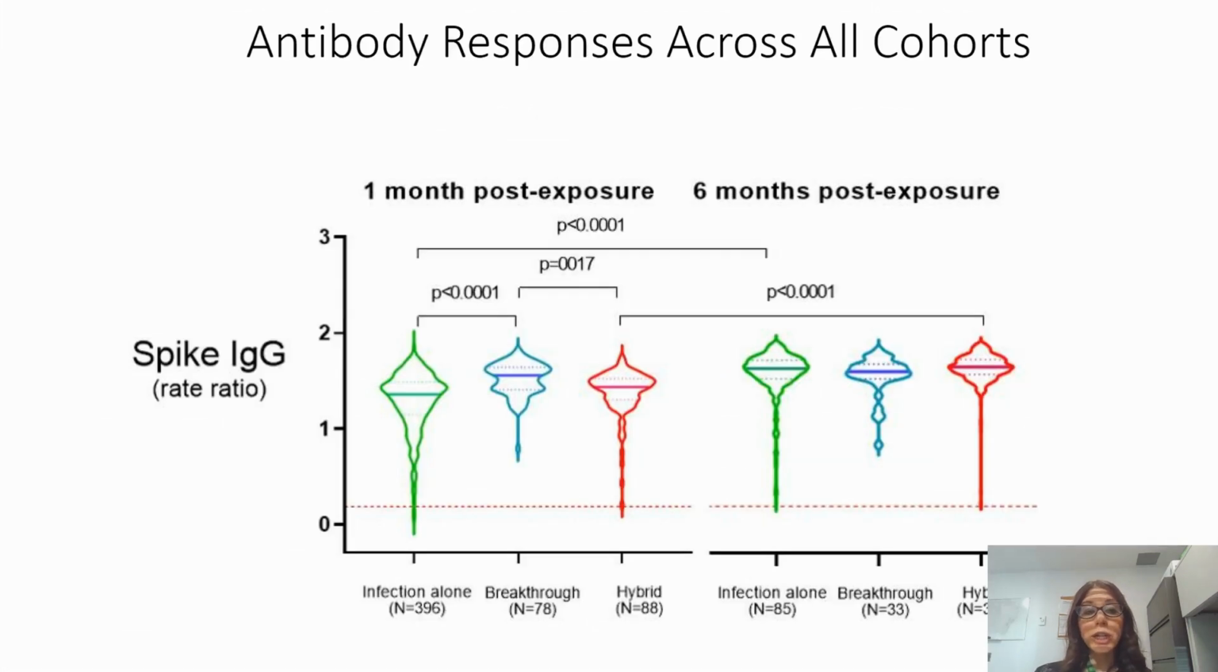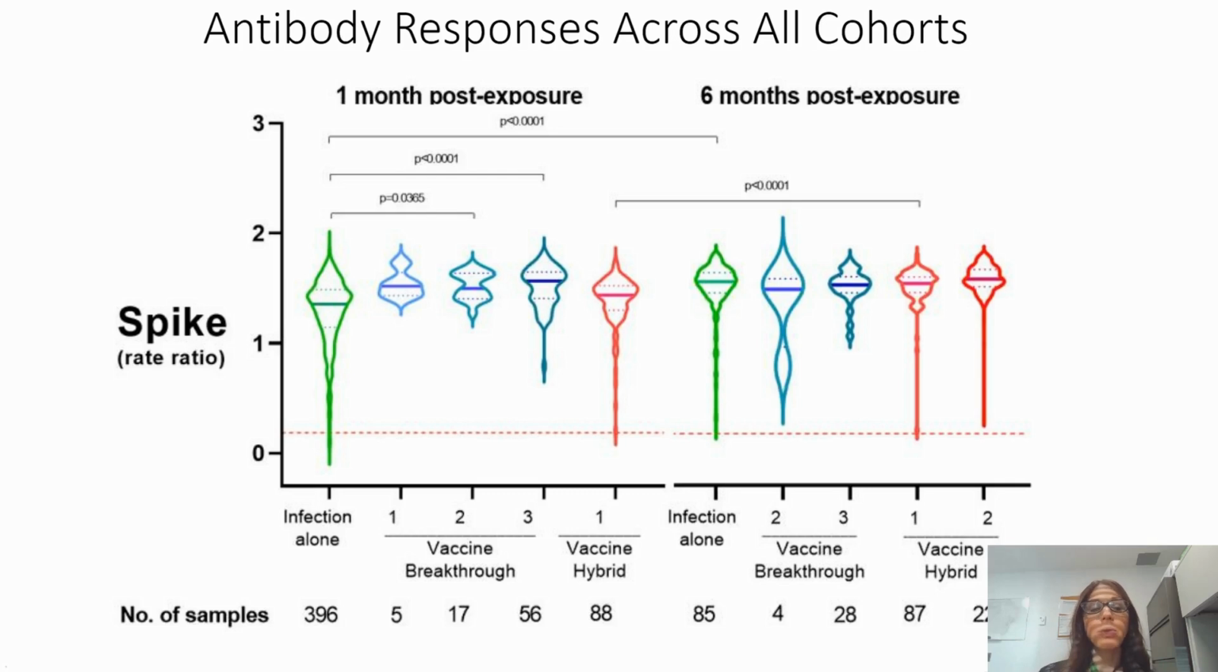When looking at the spike IgG, the breakthrough infection again shows higher antibody levels compared to infection alone and hybrid. But interestingly, we do not find the same significance at the 6 month time point, which shows similar antibody levels across all of the cohorts, although the hybrid group does show an increase in levels over time. Again, when we break down the breakthrough group and the hybrid group, the breakthrough group shows significantly higher levels of antibodies when compared to infection alone, with 2 or 3 vaccine doses, but not when 1 vaccine dose is received. And the hybrid group is not significantly different than the infected group alone, but does increase in antibody levels over time.